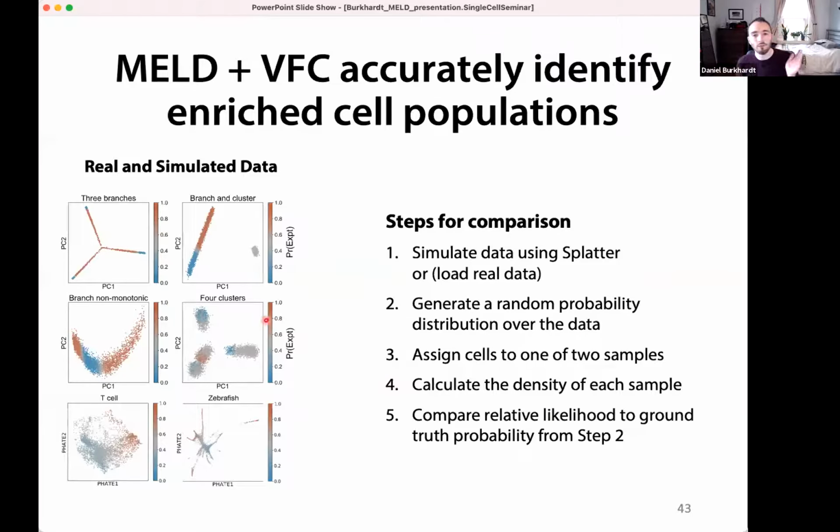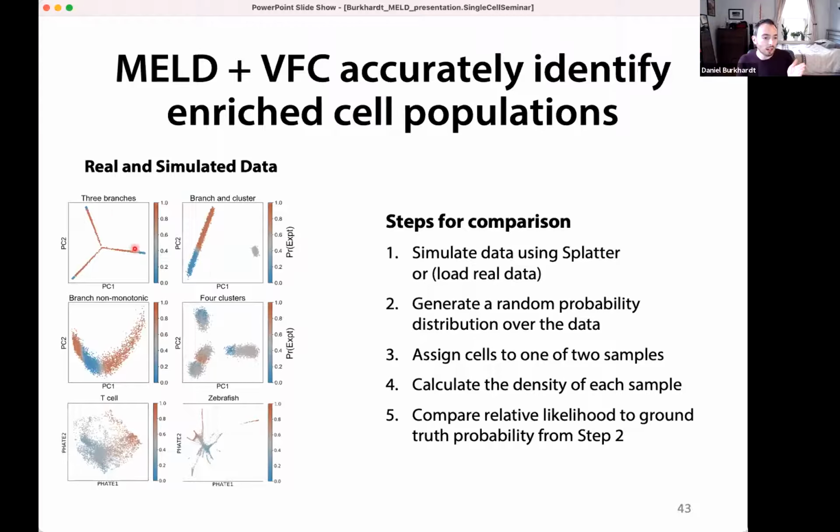Biology is difficult because you don't necessarily have ground truth. One of the things that we also wanted to do was take some computational simulated comparisons to show that both algorithms, MELD and vertex frequency clustering, work well.